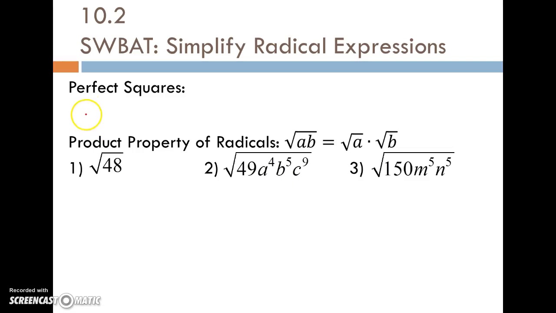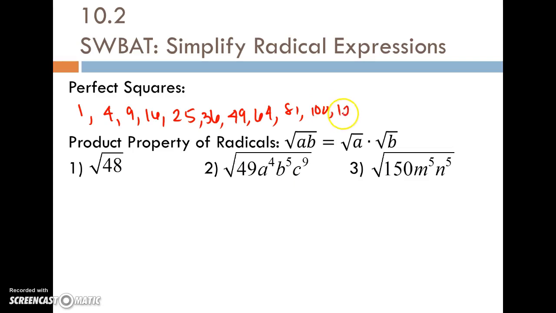For example, 1 squared is 1, 2 squared is 4, 3 squared is 9, then 16, 25 for 5 squared. 6 squared is 36, 7 squared is 49, 64, 81, 100, 121, and so on. Remember these, because we've seen them before, but they will keep coming back. In order to reduce, we do need this property.